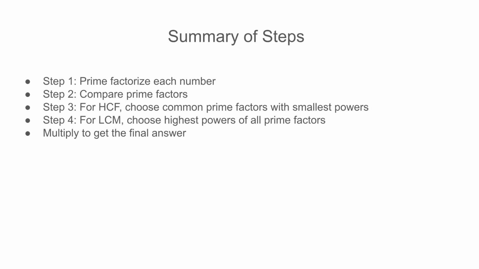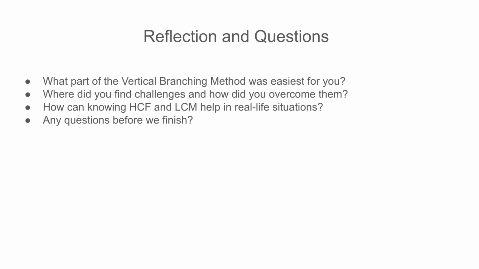To summarize, prime factorize each number, compare the factors, use the smallest powers for HCF, use the highest powers for LCM, and multiply to find your final result. As we conclude, reflect on which part of the method you found most intuitive, and consider how these calculations might apply to real-life situations.